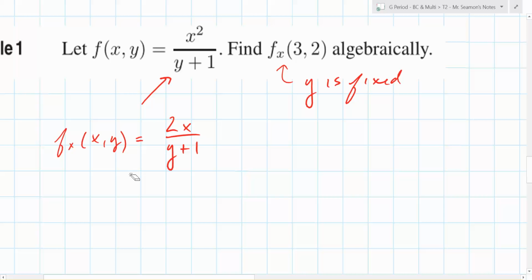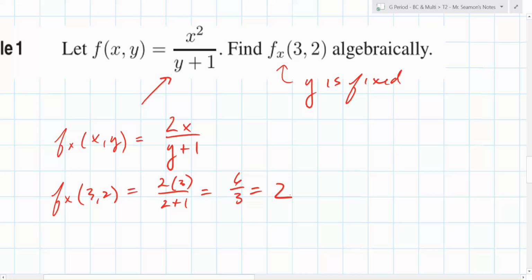So now, if we want to find fx at 3, 2, what does it equal? 2 times 3 over 2 plus 1, which is 6 over 3, which is 2. And we solved that yesterday. Did it take us a lot longer yesterday? But did we get 2? You might remember we did get 2, right? So that right there is fx, the partial of f with respect to x.